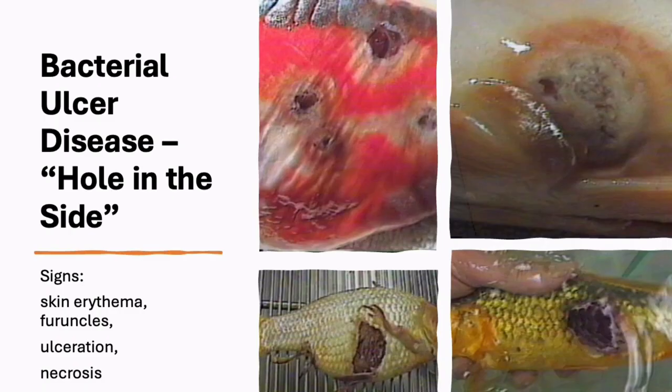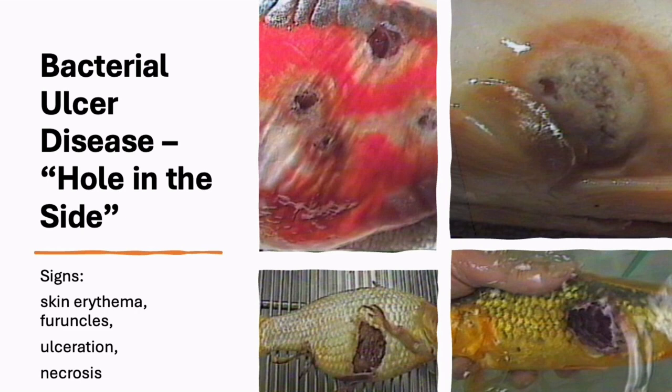Bacterial ulcer disease can cause hole-in-the-side problems, including a disease called furunculosis. A furuncle is a raised reddened lesion, and you can see that these lesions started as the skin becoming inflamed and reddened. Then the skin sloughs off, leaving a hole or an ulcer. And then you can see the muscle, the red tissue is the muscle beneath the skin. The ulcer has gone right through the epithelium into the muscle layer beneath.